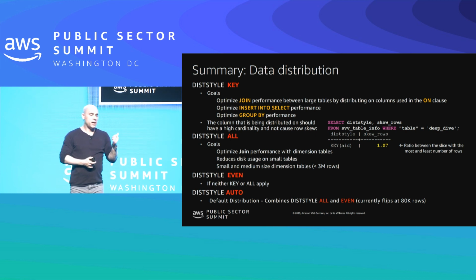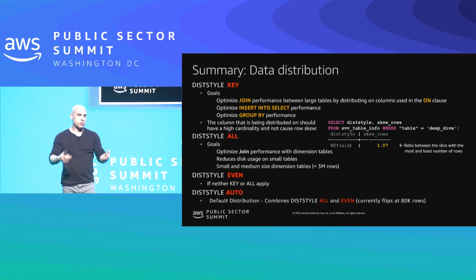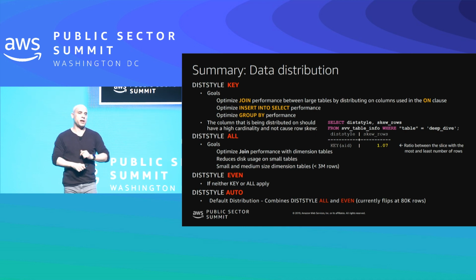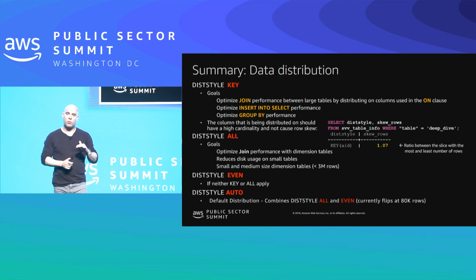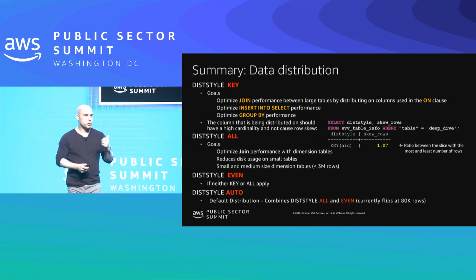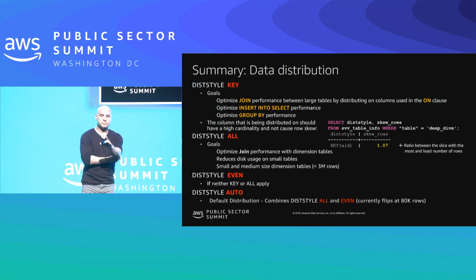Diststyle all, my rule of thumb is 3 million rows or less. It's usually safe to use diststyle all as long as you're not doing a large number of writes to that table. Diststyle even, I probably wouldn't use that anymore unless you know for sure that the table is going to end up being or needing to be diststyle even. The new default, diststyle auto, does a great job. Like I said, it flips back and forth between all and even. We have it set fairly low right now. It's just 80K records. We've been changing that value behind the scenes as we get more data. We're being cautious obviously with it, but if you know that you have a dimension table and it is under 3 million, you can still safely use diststyle all.